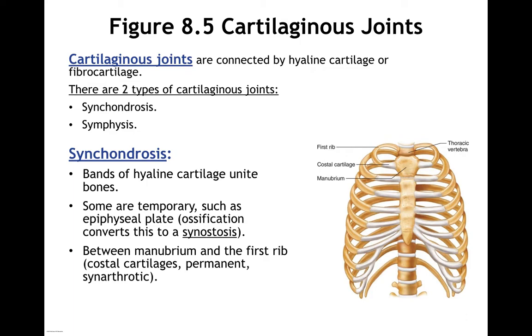Some are temporary, such as the epiphyseal plate we talked about last week, which is an ossification center, allowing for the length of long bones to increase, and then it becomes a synostosis. Between the manubrium and the first rib, the costal cartilages, these are permanent synarthrotic cartilaginous joints.